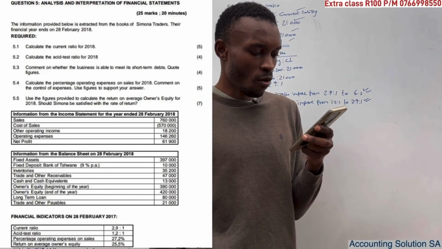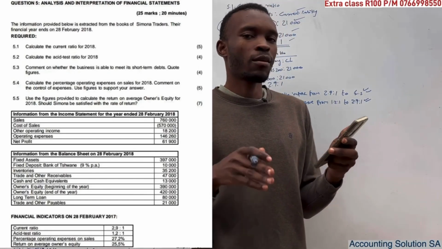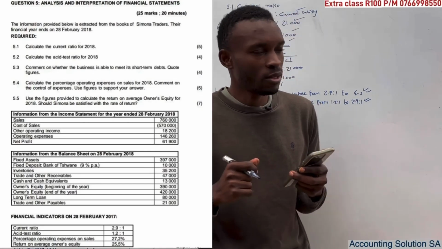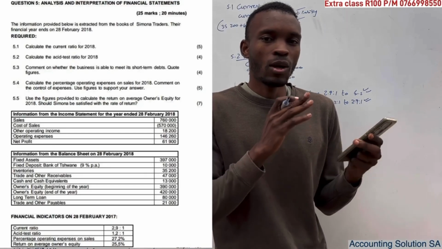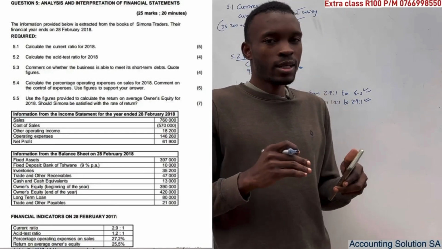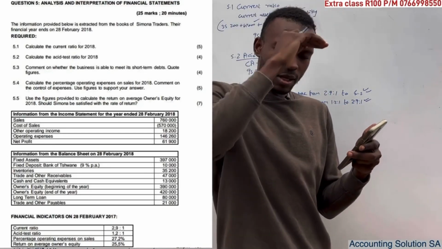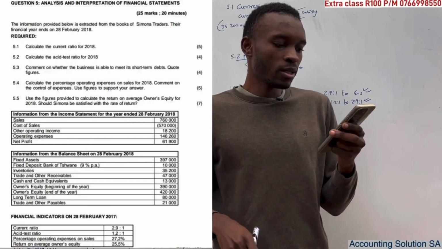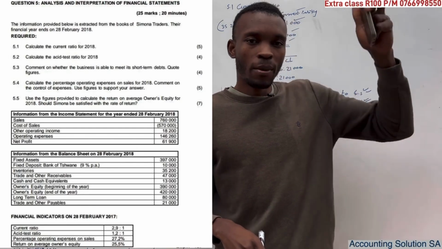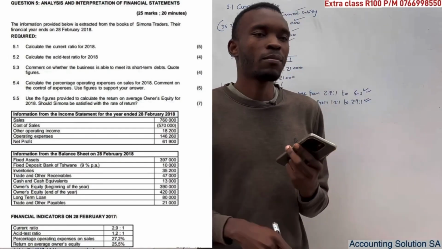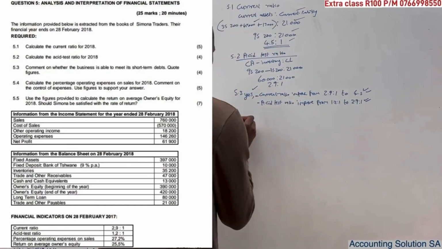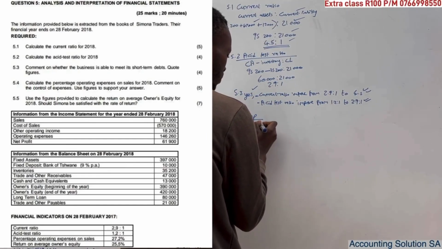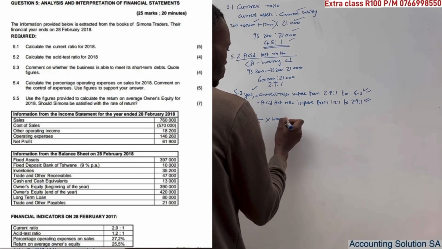Okay, the next one. Calculate the percentage of operating on sales. This is a formula which falls under profitability. Profitability formulas, guys, are very simple. Once they say what on what, just take the thing that they are talking about and divide by the one that they say on. For example, here they said operating on sales. You take operating, you divide by sales, and you multiply by 100. Very simple. 5.4. Operating, divide by sales, multiply by 100.